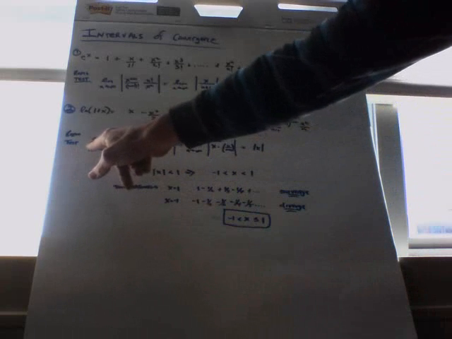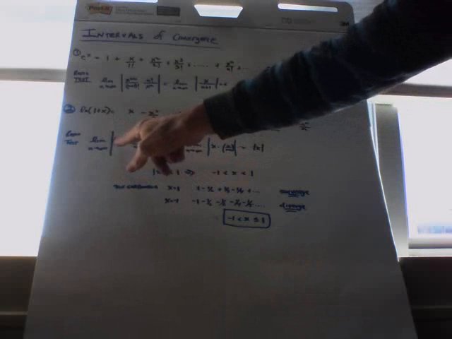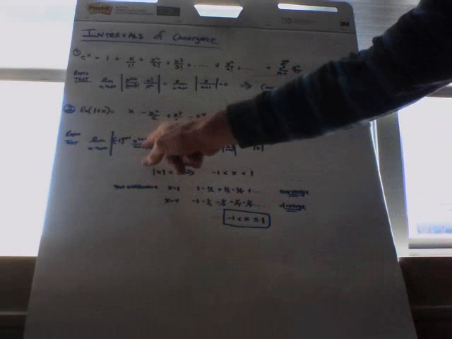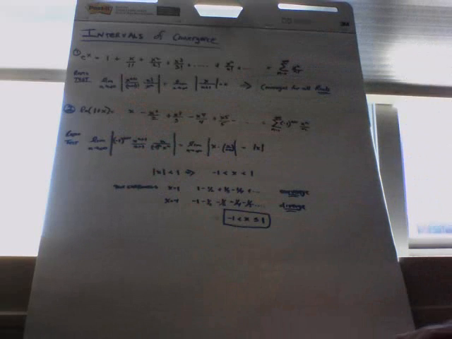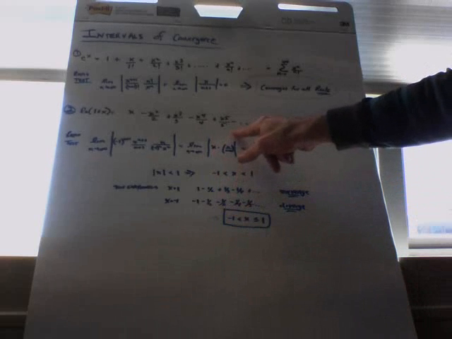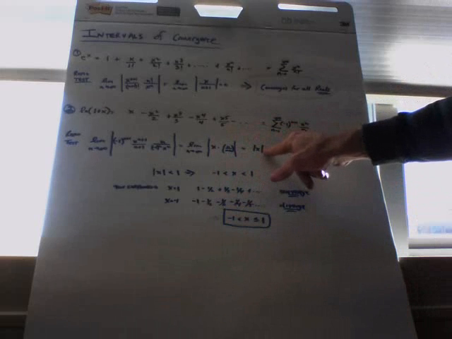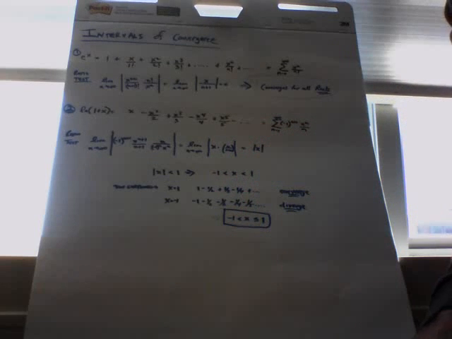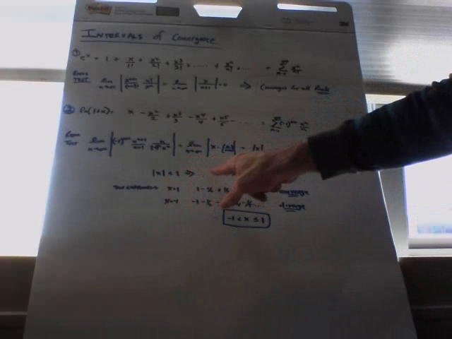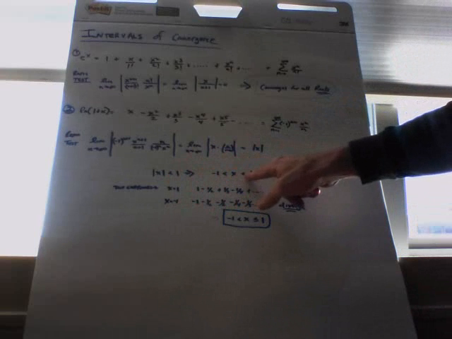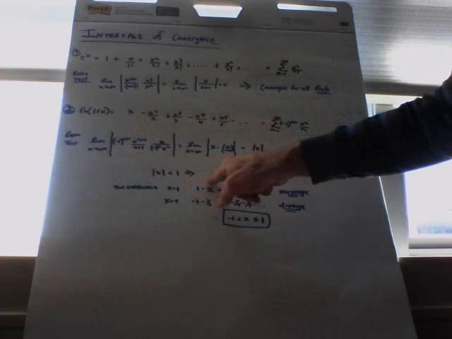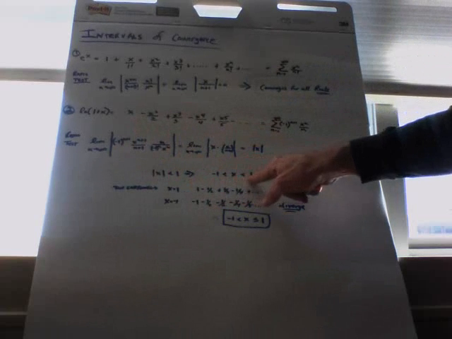Set up my limit as n goes to infinity of the n plus first term divided by the nth term, which works out to this. The negative 1's go away. I end up with x times n over n plus 1, but this is going to go to 1. So my limit is equal to the absolute value of x, which I then bound less than 1, which leads to negative 1 is less than x is less than 1. So since I was testing for absolute convergence here, it absolutely converges on this interval.